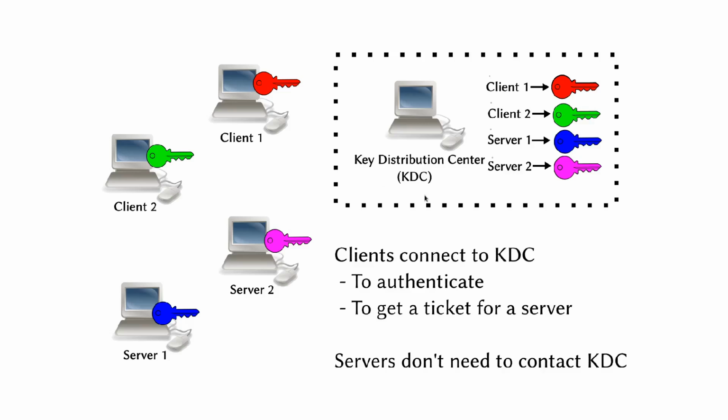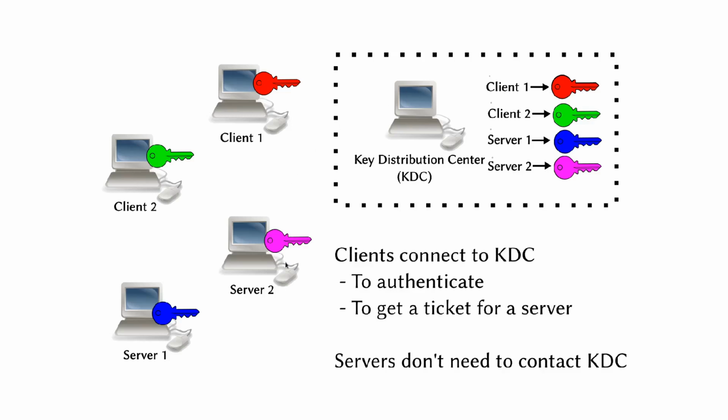And as you can see, all the clients and servers have their own key, which is indicated by this key symbol with different colors. And the key is a key used to encrypt messages, so you can look at it as a password as well. And the key distribution center, it knows which key all the clients and server have. So you see here there is a mapping between the client and server IDs and their keys.